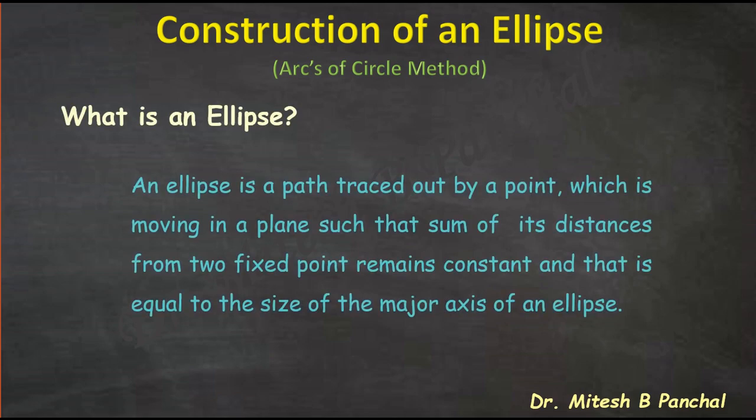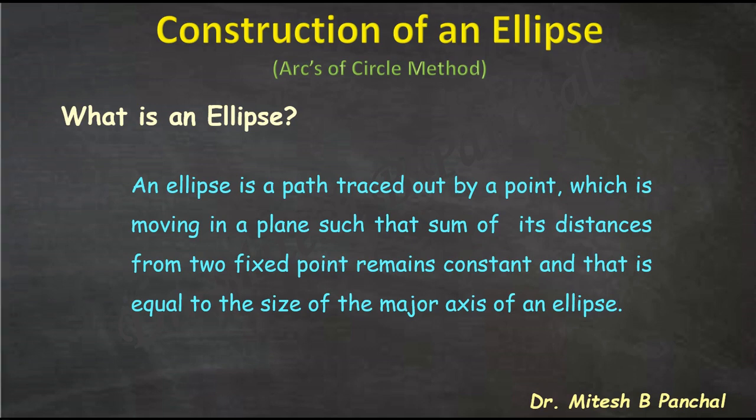Now looking at the definition of an ellipse, especially for this particular method, that is the arcs of circle method. The definition is that an ellipse is a path traced out by a point which is moving in a plane such that the sum of its distances from two fixed focus points remains constant, and that sum is equal to the size of the major axis of the ellipse.